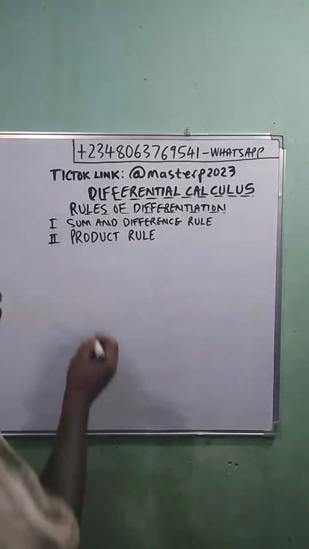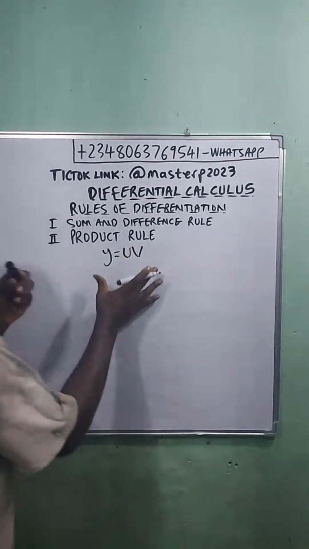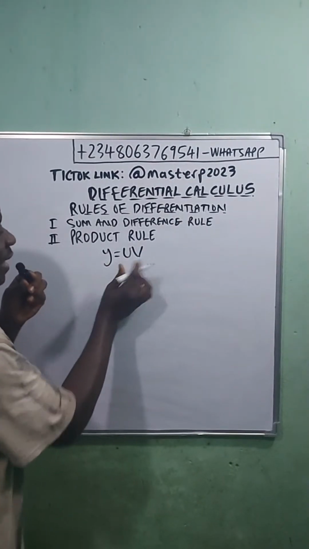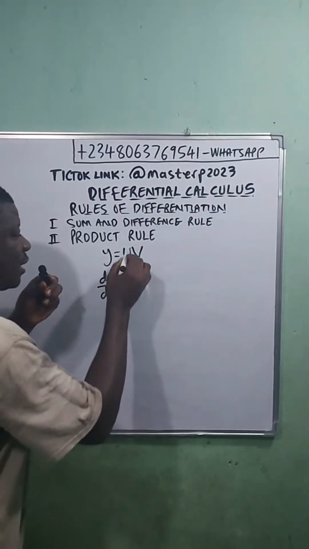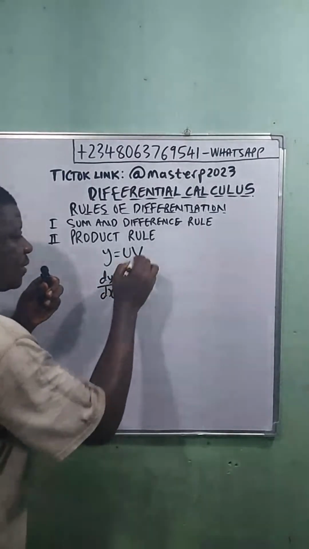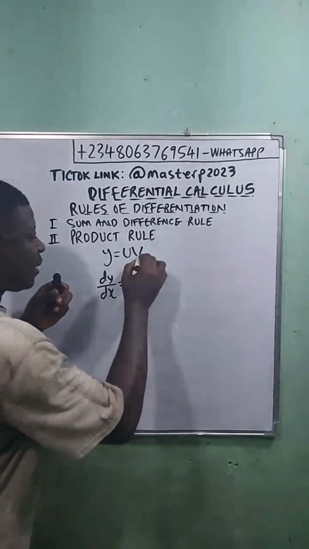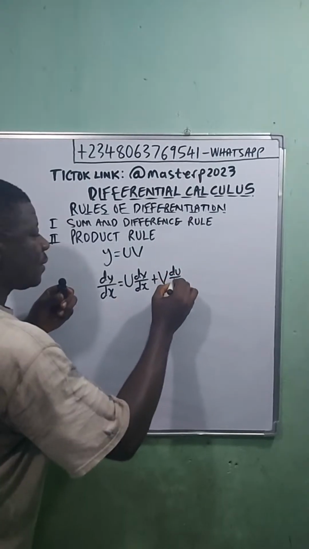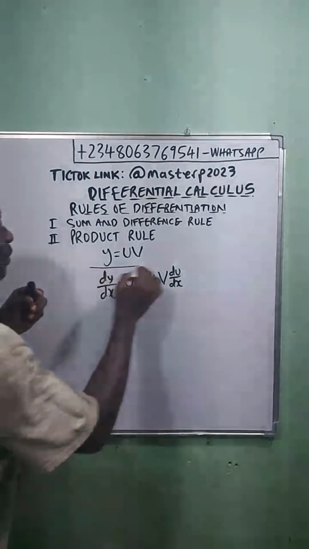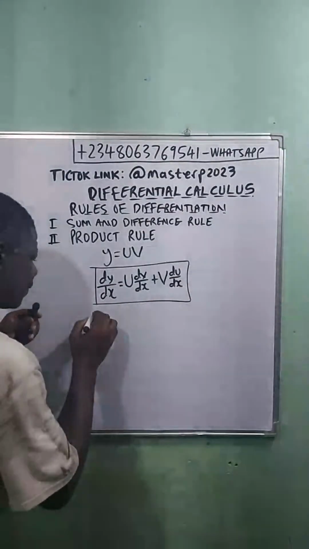So in the case of product rule, it makes us understand that if y equals uv, where u and v are functions of x, then dy by dx simply means you keep the first one constant, you differentiate the second one, that will be dv dx, plus you keep the second term constant, you differentiate the first one, that will be du dx. So this is how the product rule works out. So let us get an example.